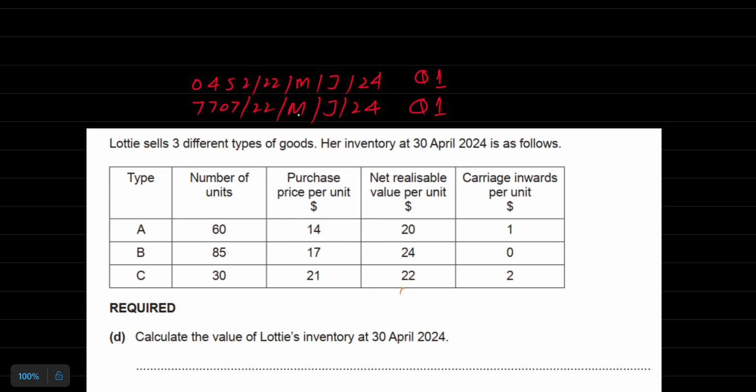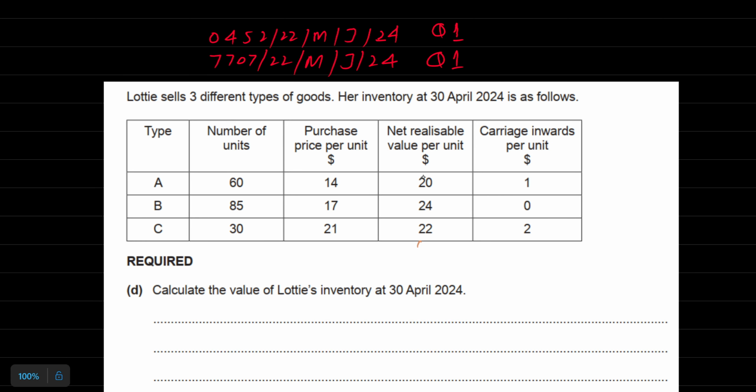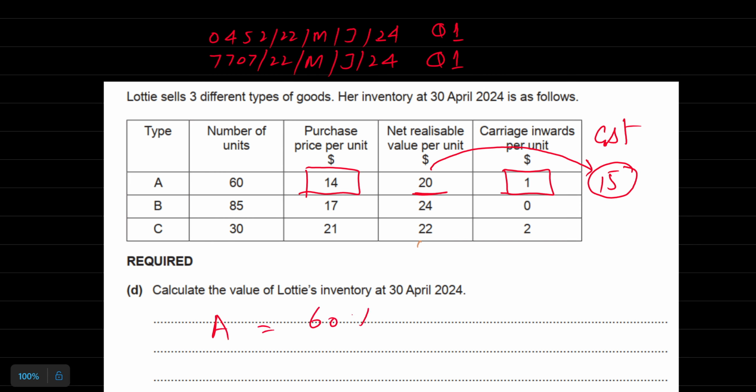This is May-June 24, question paper 2, question number 1, with purchase price, net realizable value and carriage inward. So as we discussed, cost is purchase price plus carriage inward. So cost in this case is 15 and net realizable value is 20. So lower of cost and net realizable value, we will record it at 15. So for A, it will be 60 units multiplied by 15, it will be 900.